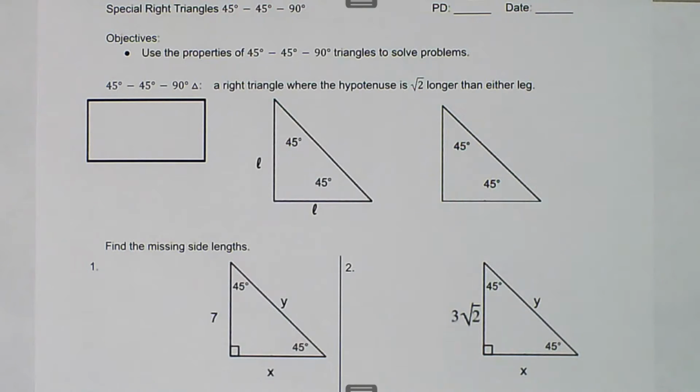We are talking about special right triangles, and in this case, we're talking about 45-45-90 degree triangles. And we want to use the properties of 45-45-90 triangles to solve problems.